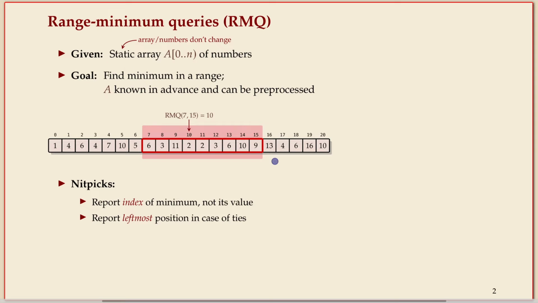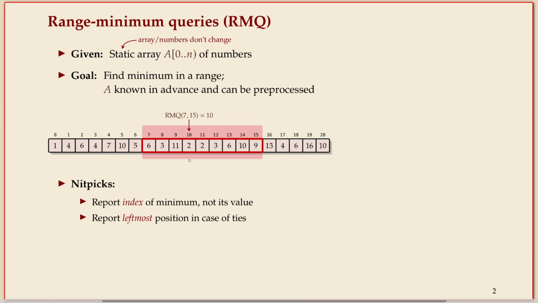Let's do a small example. So here's an array of numbers. As always, we start counting at 0, indices start at 0, and the range is given as the leftmost and rightmost index that is included in the range. That's the convention here, which means that RMQ of 7 and 15, the minimum in this range, is any occurrence of the number 2. That's the smallest that occurs.